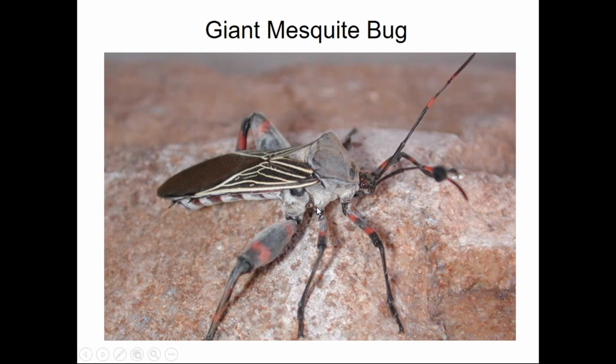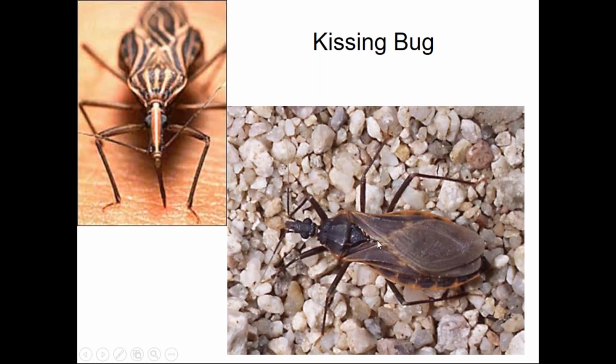Giant mesquite bugs are fairly large, and they do like mesquite trees, so watch for them on these blooming mesquites. They're a member of the true bug family, which tend to have kind of a flattened back and this little upside down triangle right here called a scutellum. Here's another scutellum. This is another true bug called the kissing bug.